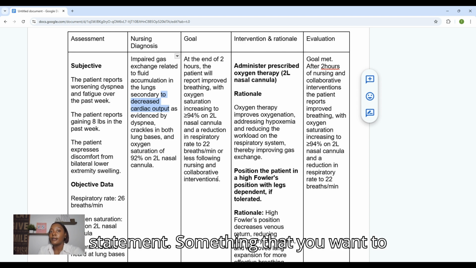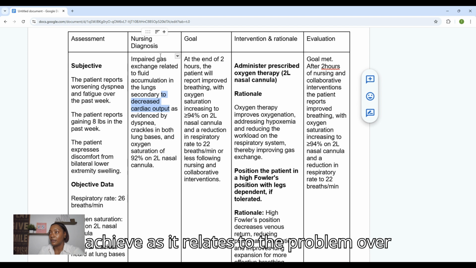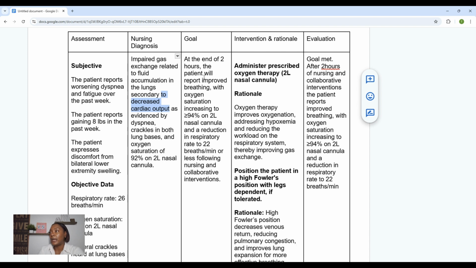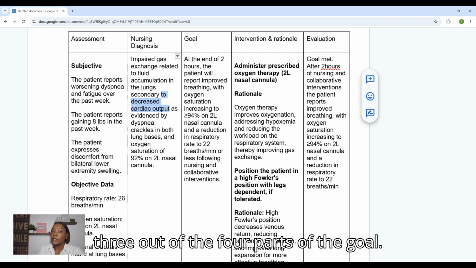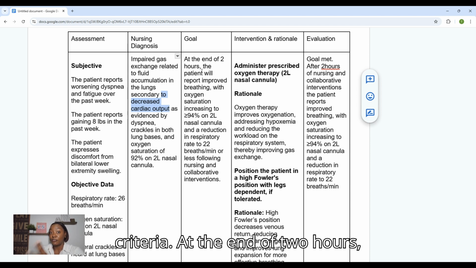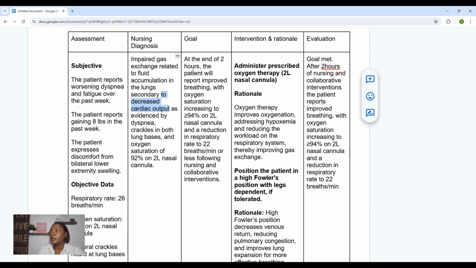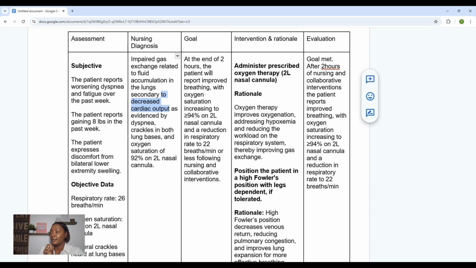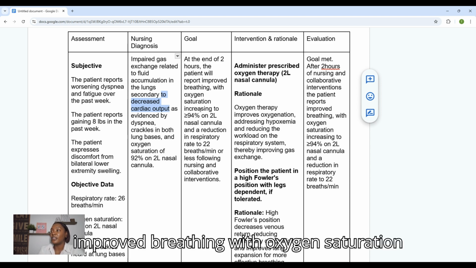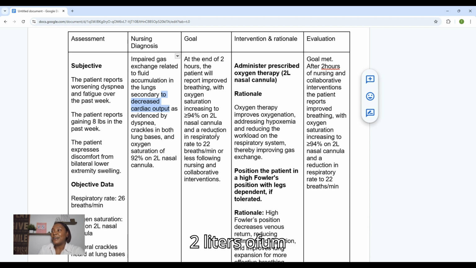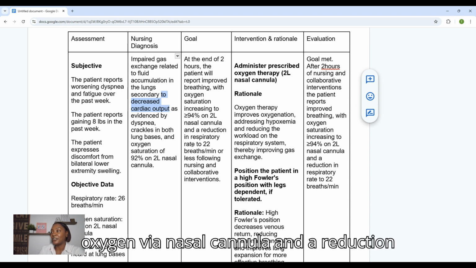Remember that a goal is a broad statement, something that you want to achieve as it relates to the problem over here, either the label or the cause of the problem. No, she has 3 out of the 4 parts of the goal. Bear in mind that you should have a subject, verb, condition, and criteria. At the end of 2 hours, that's a condition. The patient will report is part of a verb, improved breathing with oxygen saturation increasing to or greater than 94% on 2 liters of oxygen via nasal cannula, and a reduction in respiratory rate.